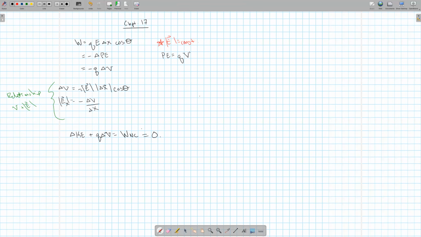And then from here, using this definition, we can look specifically at the potential of a point charge. So the potential of a point charge, V, is equal to K times Q divided by R. If this is my charge Q, and this is my point, which is some distance R away from the center of that charge, then this is the potential.